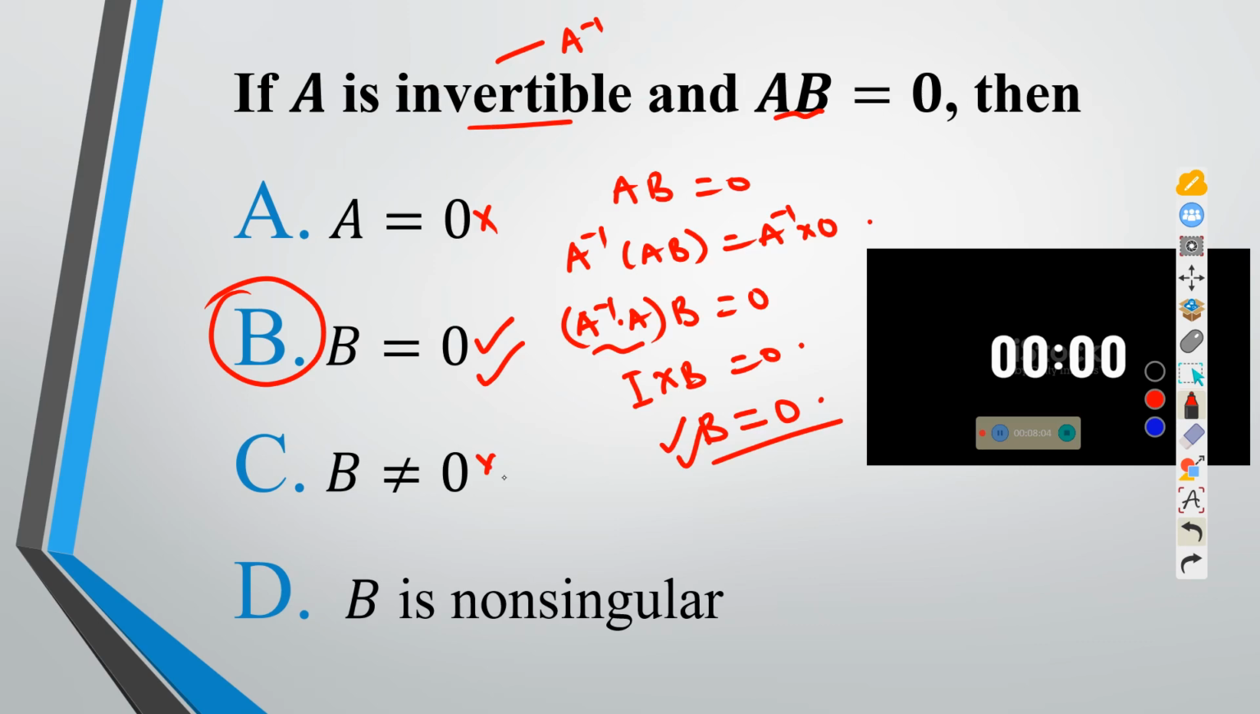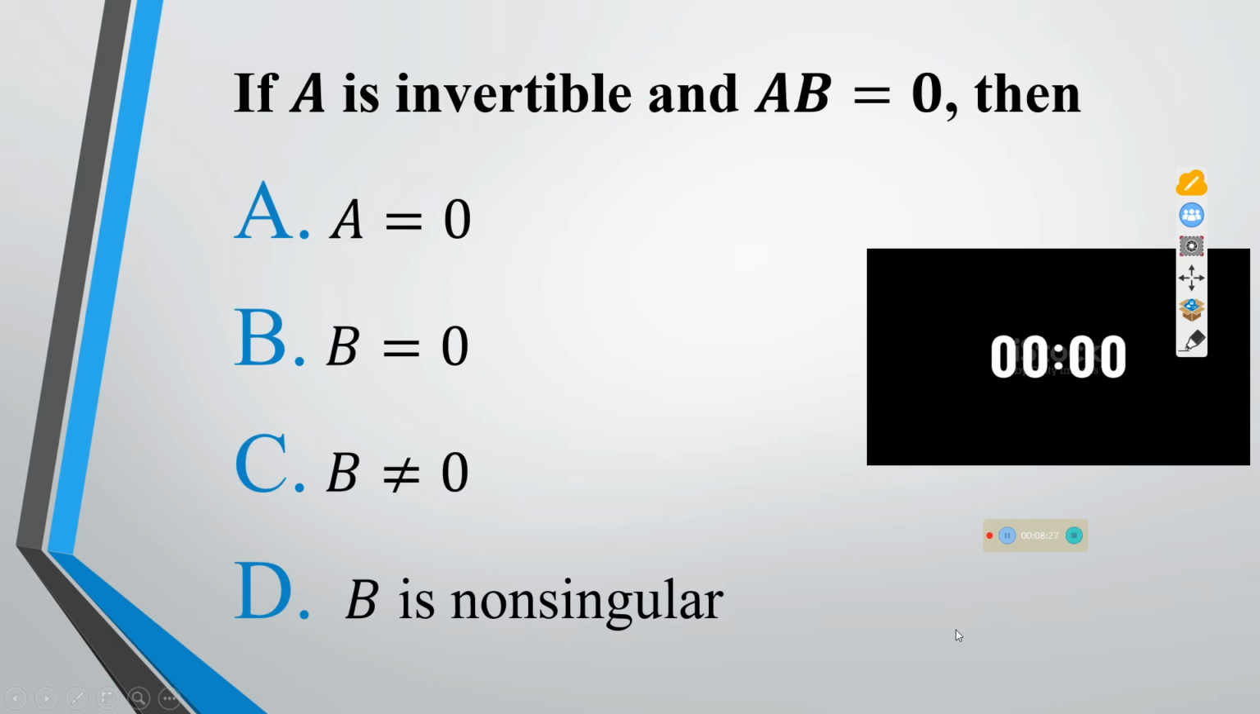That will be the answer for this given question. So B is equal to 0 is the answer. So if A is invertible and AB is equal to 0, then B is also equal to 0. We look at the next question.